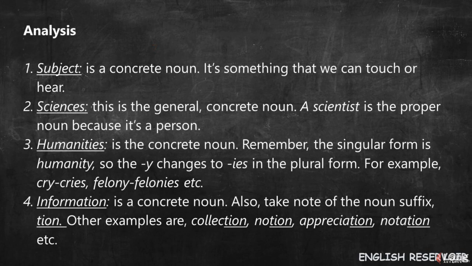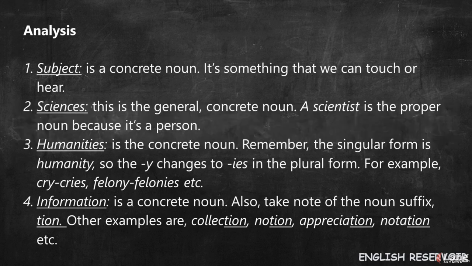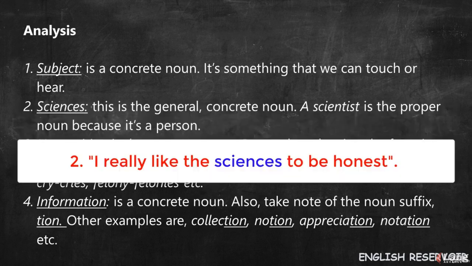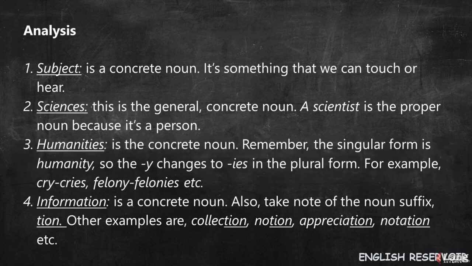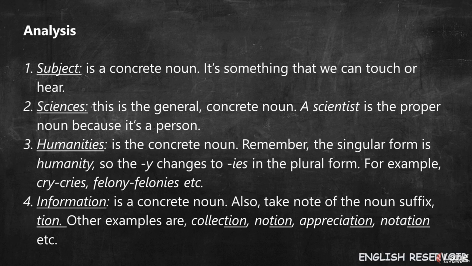Analysis. 1. Subject is a concrete noun. It's something that we can touch or hear. 2. Sciences. This is the general, concrete noun. A scientist is the proper noun because it's a person. 3. Humanities is the concrete noun. Remember, the singular form is humanity, so the Y changes to ies in the plural form. For example, cry, cries, felony, felonies, etc.